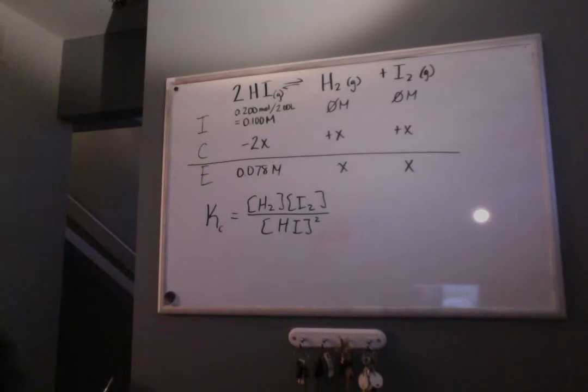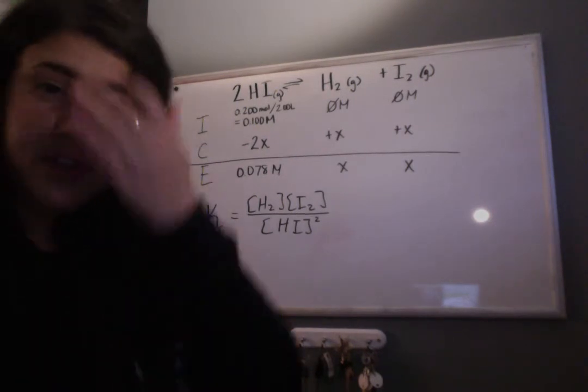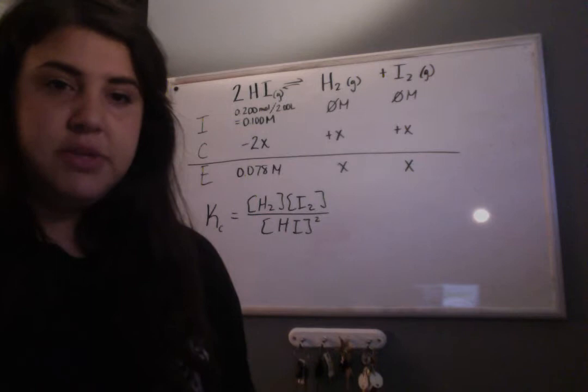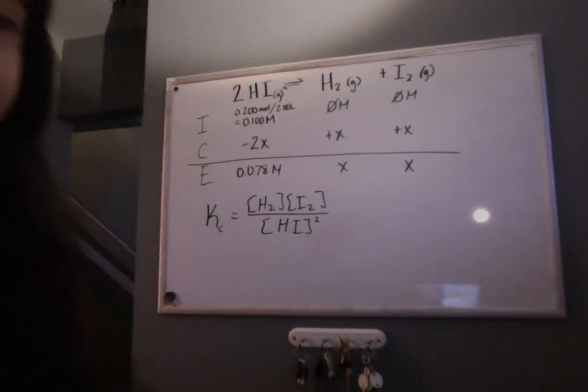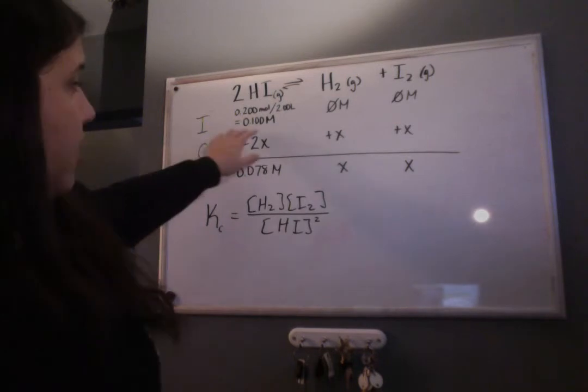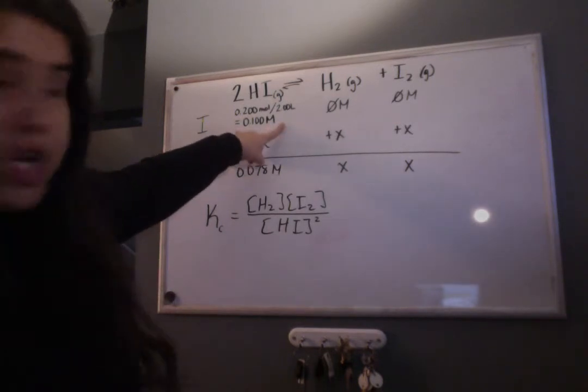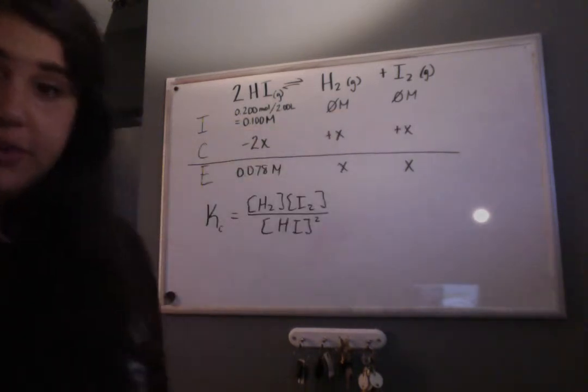So now, it says initially, a researcher fills an evacuated 2-liter flask with 0.200 moles of HI gas and allows the reaction to proceed. The evacuated flask means that all I have in the flask is this HI, and I have nothing else to start with.